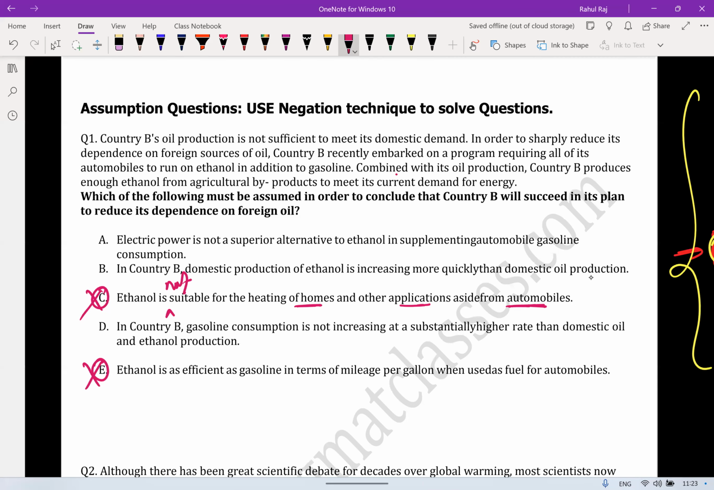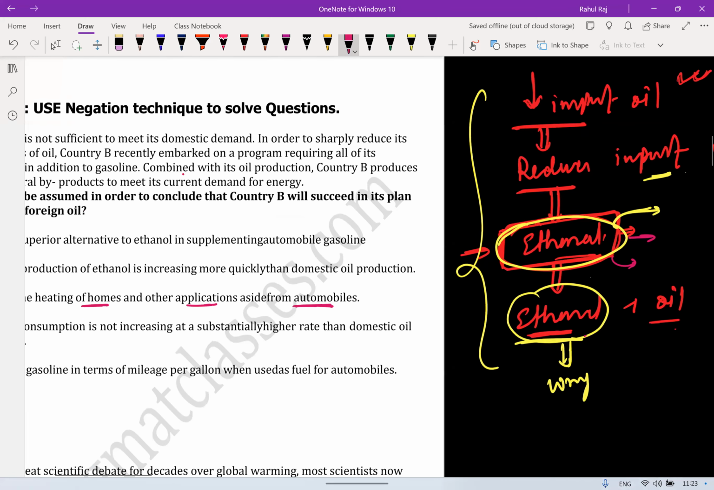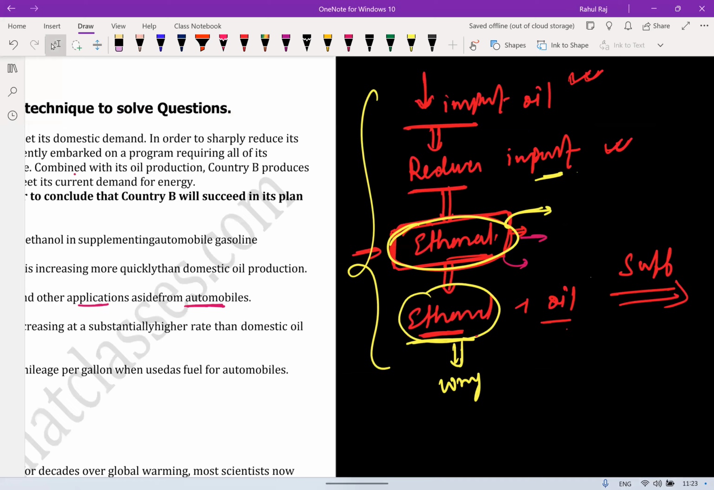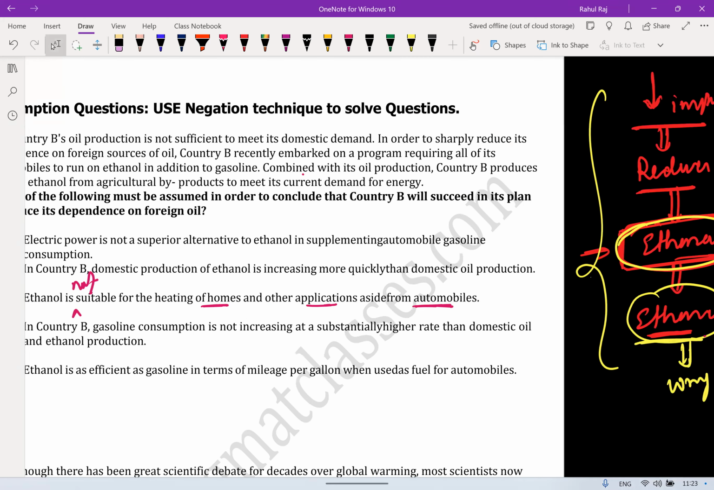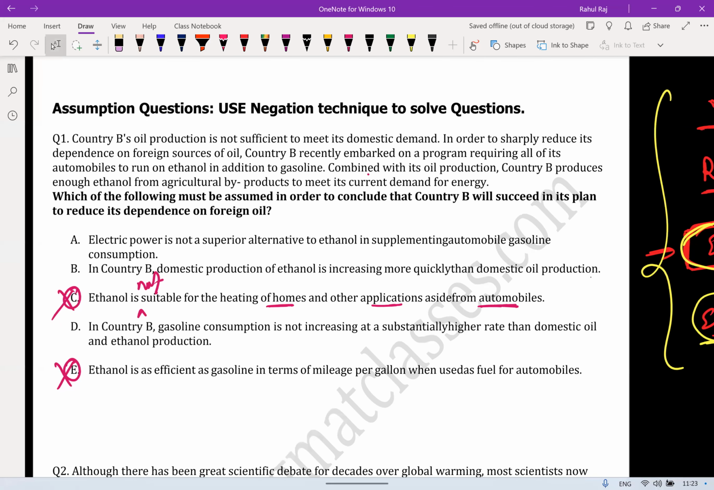Because our job here is that once we negate the answer choices, my negated choices should weaken the conclusion. The conclusion says oil plus ethanol is sufficient to meet the current demand for energy. Demand means all the demand. It might be ethanol is not suitable for homes, and that is one demand that can be fulfilled by gasoline, but all the rest of the demands will be taken care of by ethanol as well.